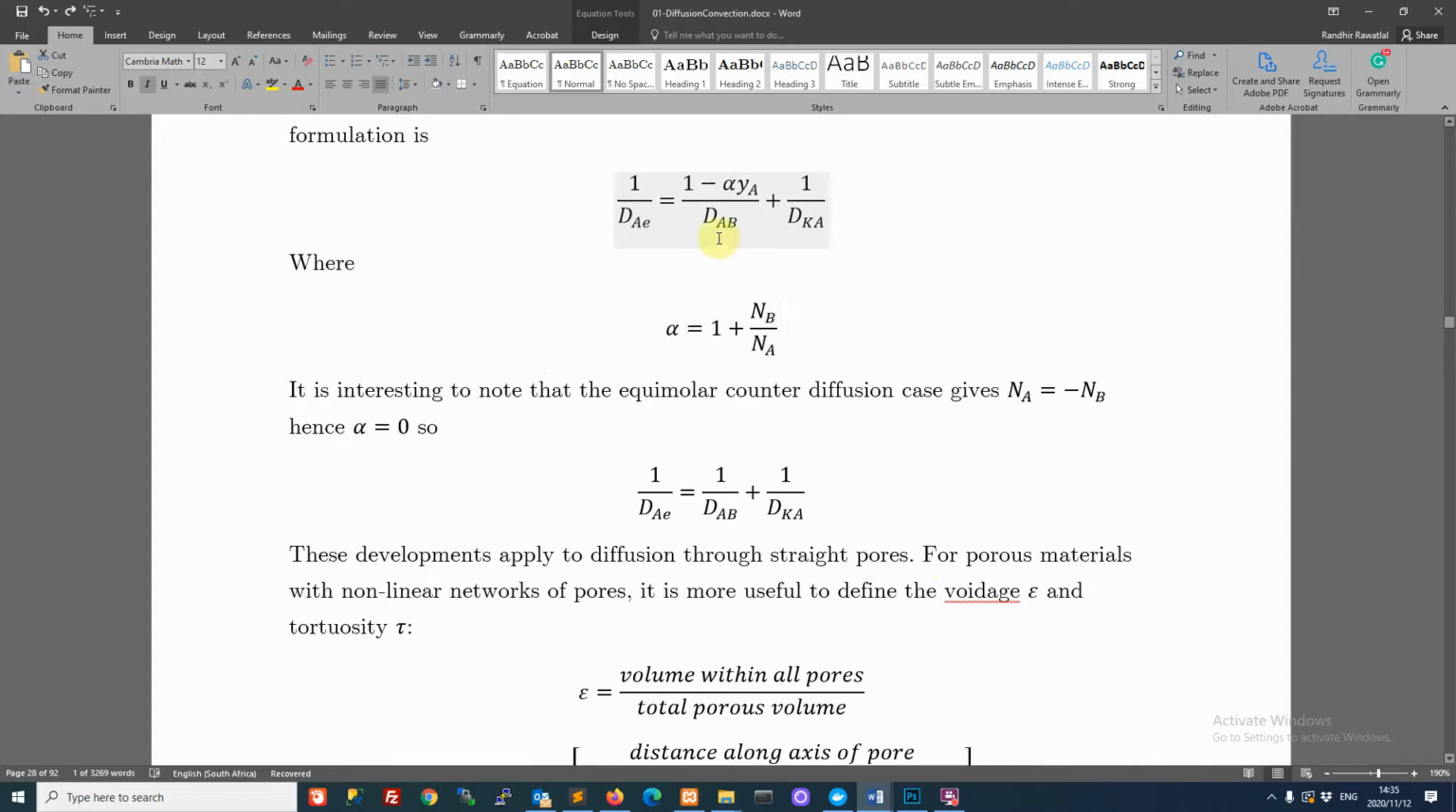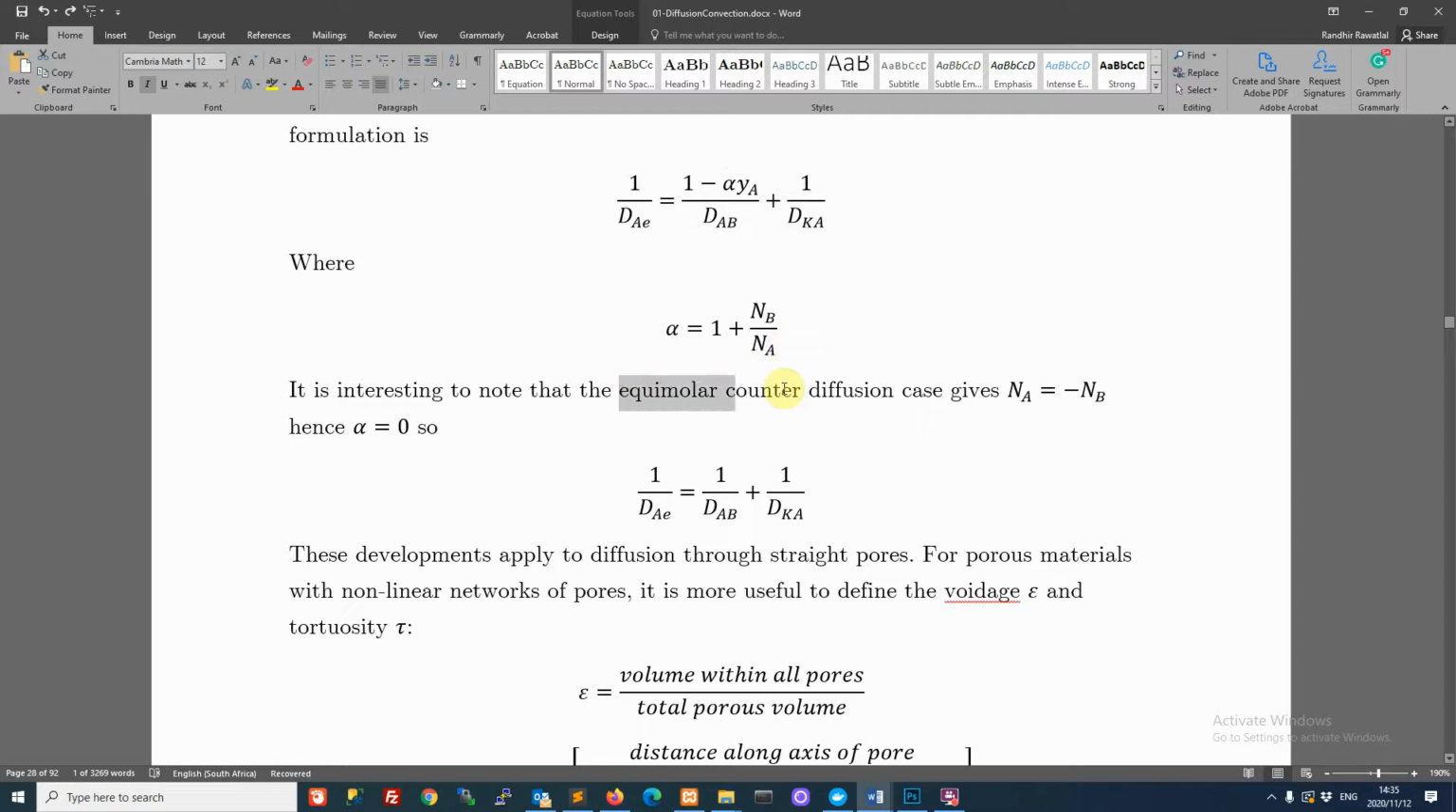So in the case of finding the effective diffusivity or the overall diffusivity of A in this mixture, which includes component B and the pores, we have to estimate this number, this alpha. So alpha is defined in this way. It's 1 plus the ratio of the molar flux of B to the molar flux of A.